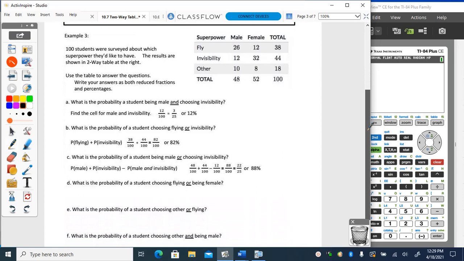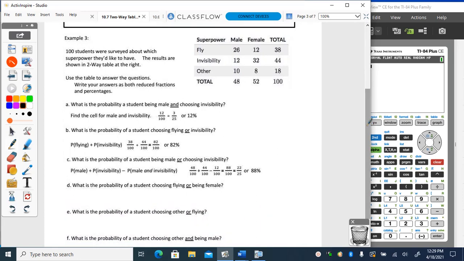So let's look at example 3. Example 3, we have 100 students were surveyed about which superpower they'd like. These results are shown on the two-way table. So this goes ahead and tells us what's our grand total of students? 100. So everything will be over 100. Use the table to answer the questions, then write your answers in both reduced fractions and percentages. You need to make sure you're reading the directions up here very carefully, because this time we want the reduced fraction and the percentage. We got to have both.